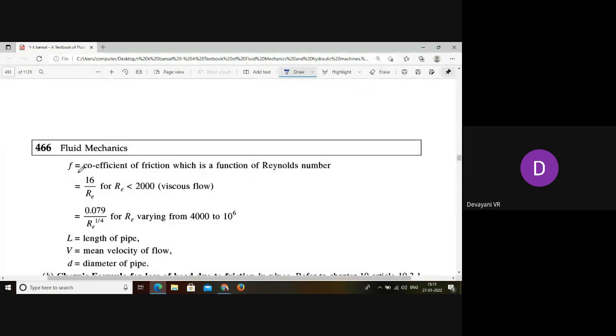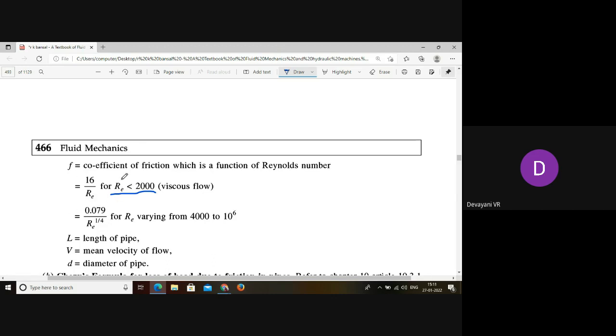And of course, the coefficient of friction value mainly depends on the value of Reynolds number. Suppose the Reynolds number value is less than 2000, then to calculate the coefficient of friction, we can use the formula 16 by Re, that is the Reynolds number. And if the Reynolds number is greater than 4000, then the coefficient of friction can be calculated by using the formula 0.079 by Re power 1 by 4. Right? So these two are the formulas to calculate the coefficient of friction.